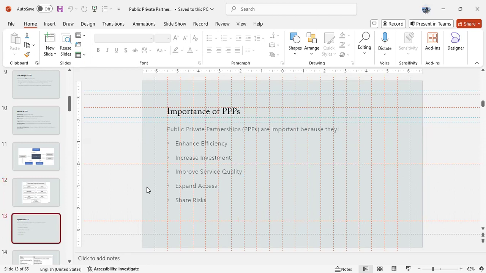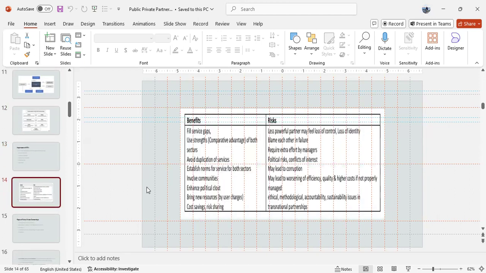Importance of public-private partnerships. Public-private partnerships are important because they enhance efficiency, increase investment, improve service quality, expand access, share risk. These are some other benefits of public-private partnerships. For example, these benefits include fill service gaps, use strengths of both sectors, avoid duplication of services, establish norms for service for both sectors, involve communities, enhance political clout, bring new resources by user charge and cost saving and risk sharing.